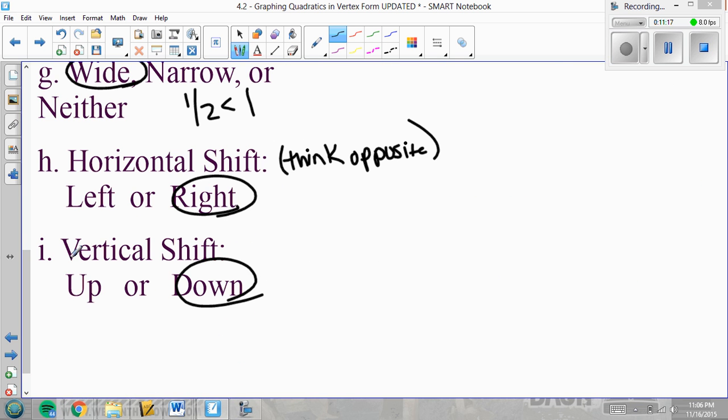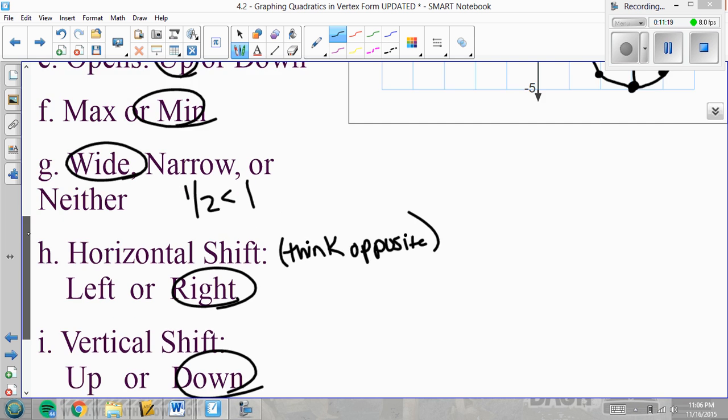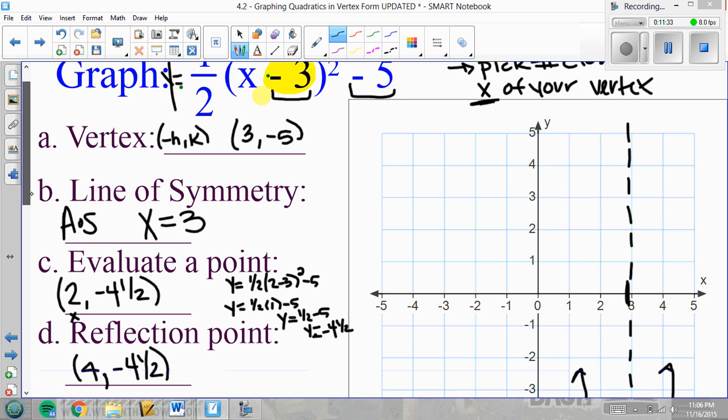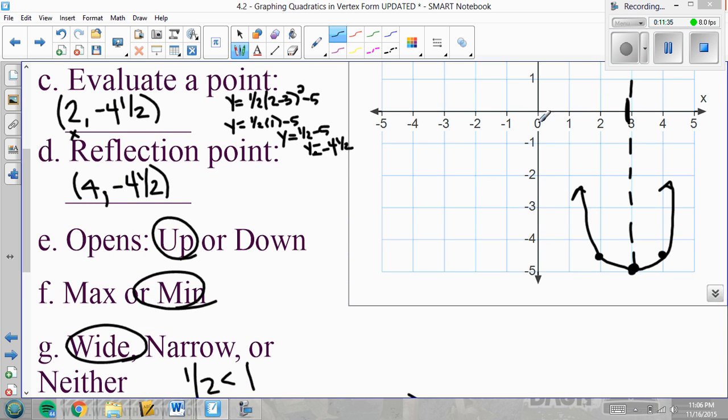So as long as you have your vertex, you can look to see where x, to get to +3, you either go left or right. And since my positives are to the right, I know I have a horizontal shift to the right. Y is -5, so on my y-axis, I know the negative numbers are going down.